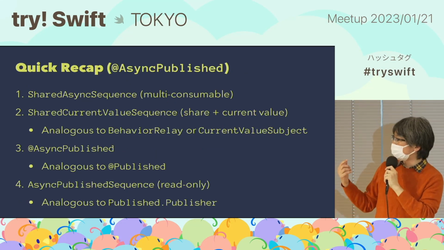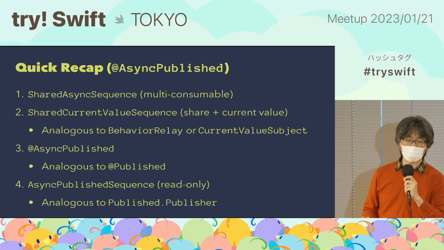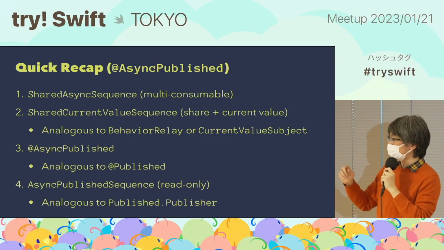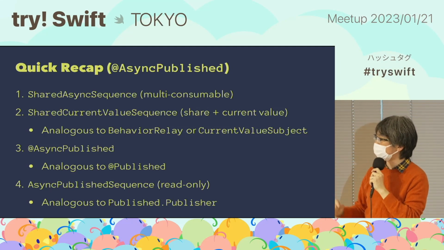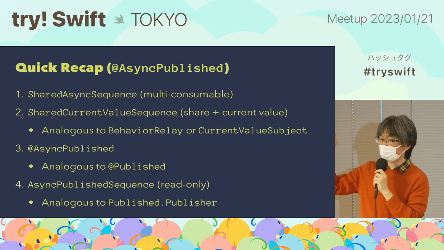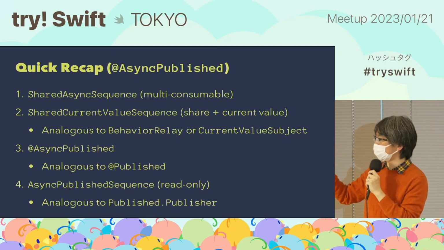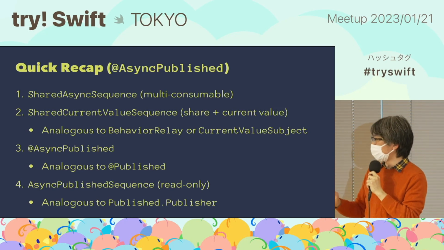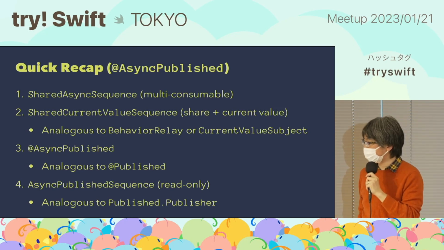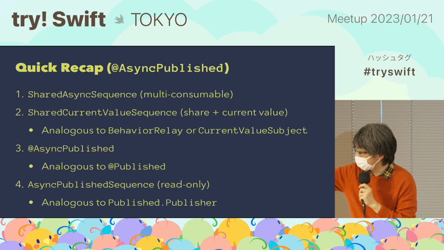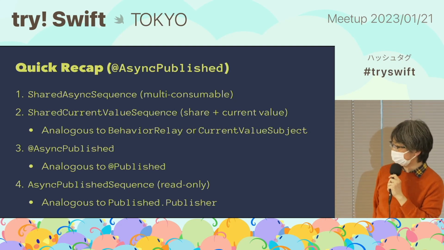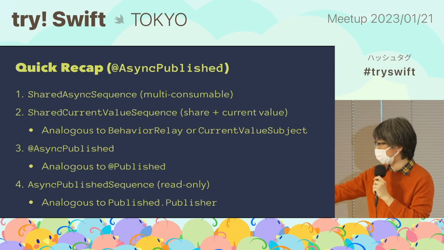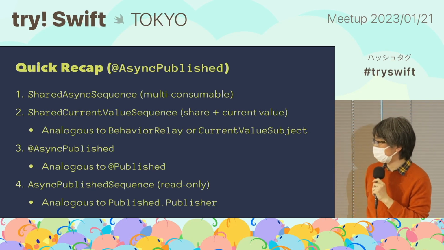So we just went through four new types very quickly, so let's recap a bit. We first introduced SharedAsyncSequence to make it shareable so that it will be multi-consumable. Then we also added the notion of current value inside the async sequence. I call it SharedAsyncValueSequence. And this is analogous to BehaviorRelay. Third, we create a property wrapper for that, and this is analogous to @Published. And lastly, we created a read-only version, just like Combine's Published.Publisher, called AsyncPublishSequence.